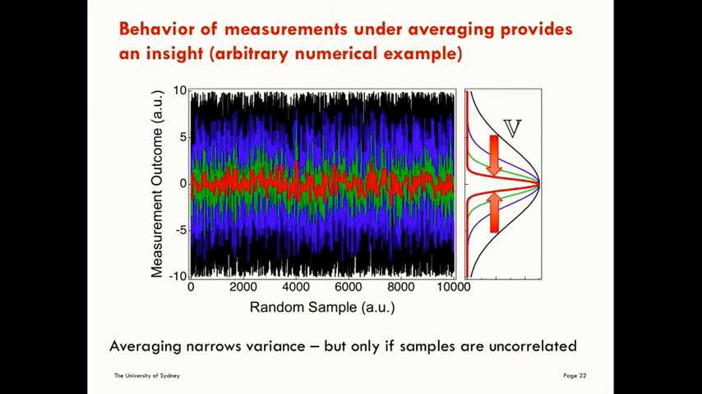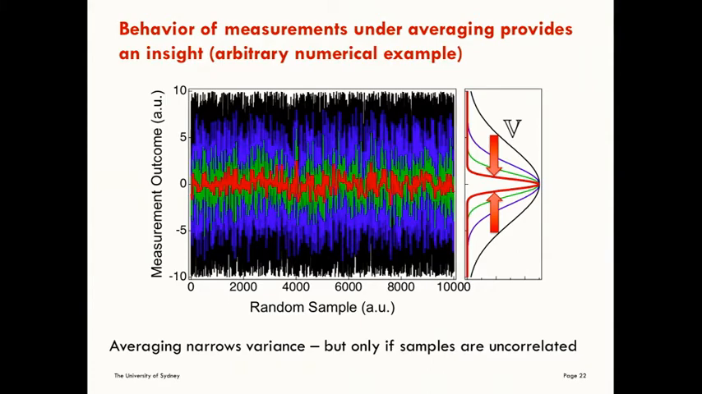The important idea is that if you have a process that has some variance of its outcomes, averaging reduces the variance, right? So as you go from the black data to the red data, which are just averaged in a moving sense, the variance narrows from the black to the red. That's something that I think is familiar to most of us. This, however, assumes that all of those measurement outcomes are uncorrelated, that this is a white spectrum.